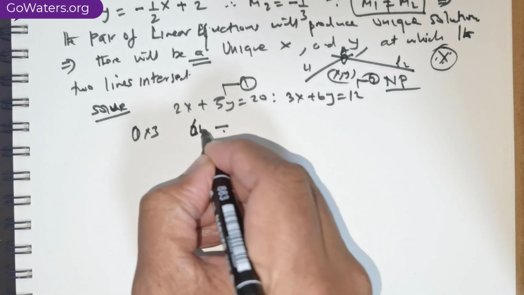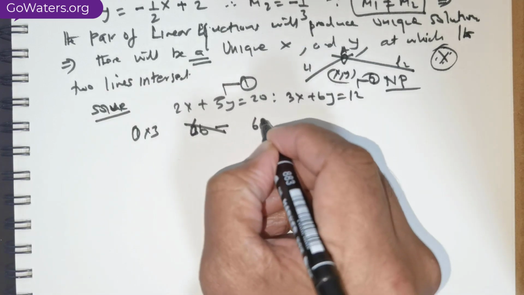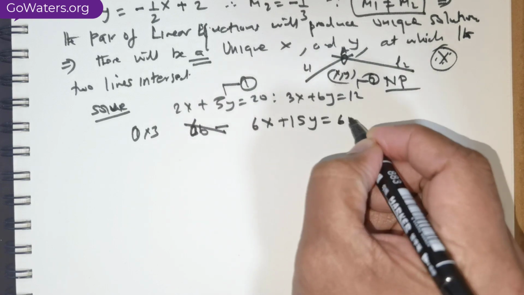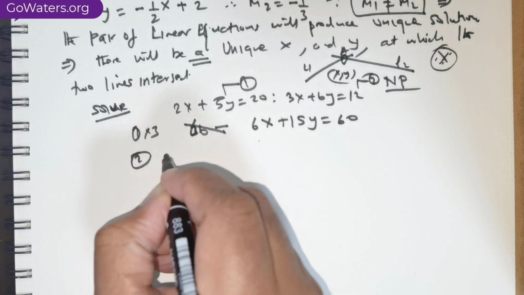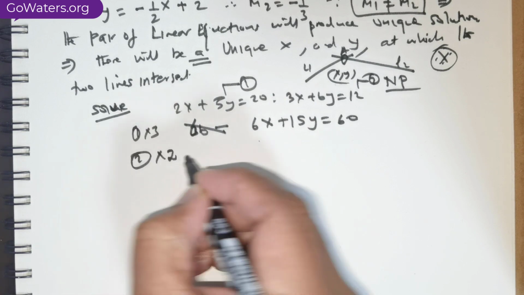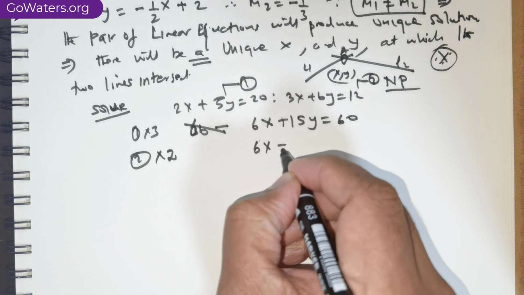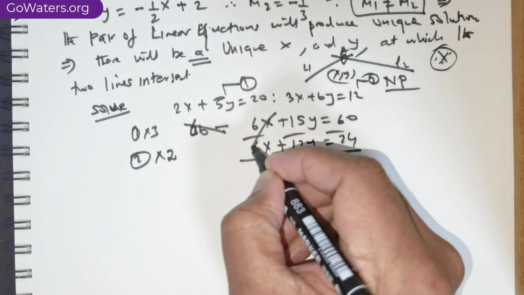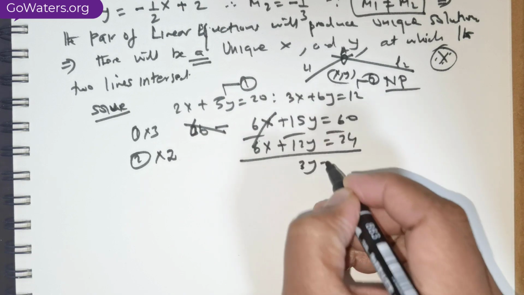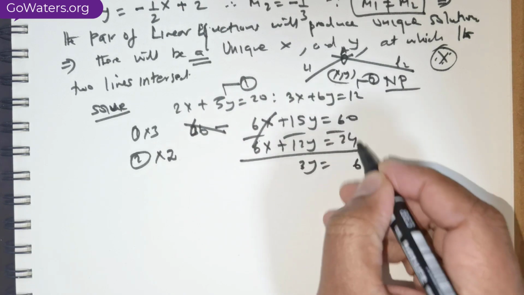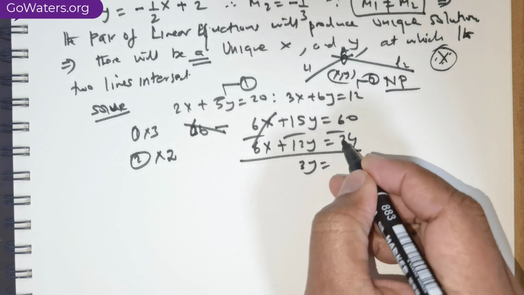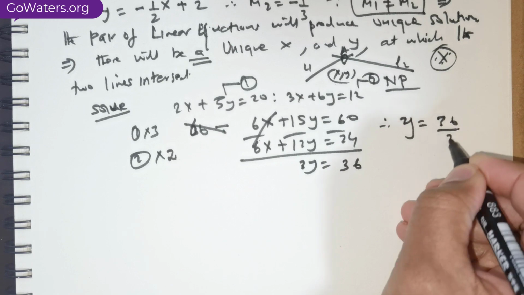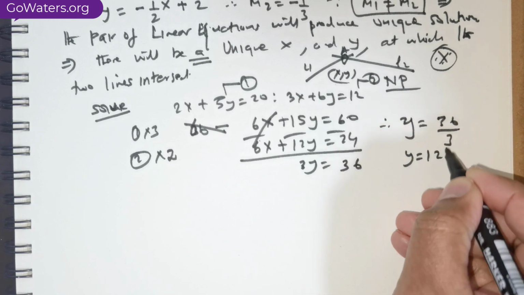This is going to be 6x. Okay, let me write that down here: 6x + 15y = 60. You multiply equation 2 with 2, so you get 6x + 12y = 24. Change the sign, negative, negative, negative, strike this. This is 3y, and 60 - 24 is 36, from 15 you take away 12, you get 3. Therefore y = 36 divided by 3, so y is equal to 12.